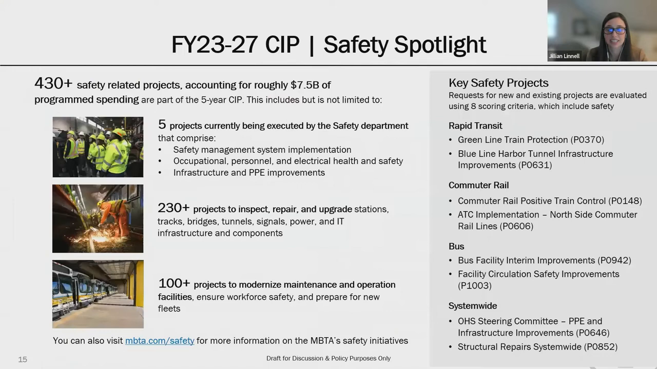The next three slides offer a spotlight on key safety, accessibility, and sustainability and resiliency investments in the capital plan. Starting with safety, there are over 430 safety-related projects in the capital program. This includes projects that are being executed by the safety department, such as the ongoing implementation of the MBTA safety management system. It also includes over 230 projects that will inspect, repair, and upgrade the MBTA's assets, and over 100 projects that are focused on modernizing our maintenance and operations facilities, which will help ensure workforce safety.